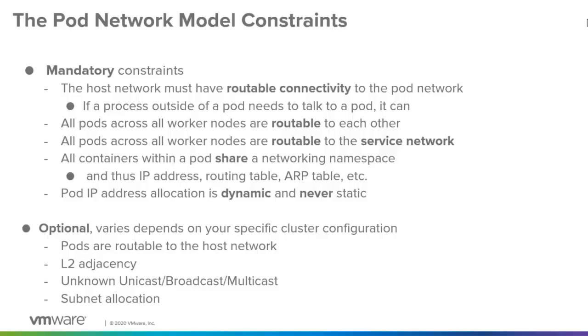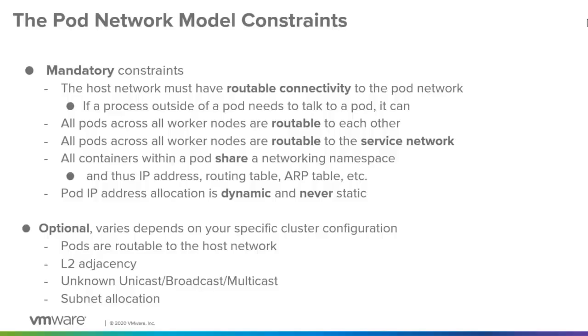Similarly, all pods across all worker nodes are routable to each other. All pods across all worker nodes are routable to the service network. The service network is kind of a special network that only lives on the worker nodes. It's predominantly DNAT and SNAT rules that implement it. There's nothing else. It can be routable to the external network, but that's rare.